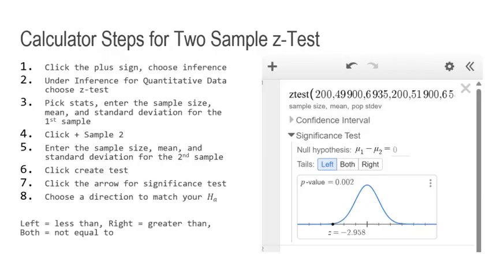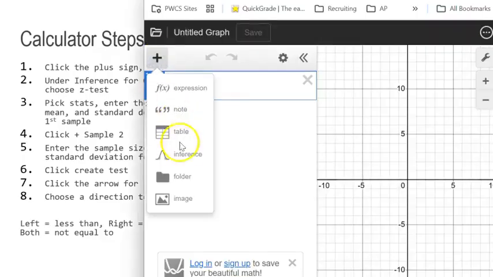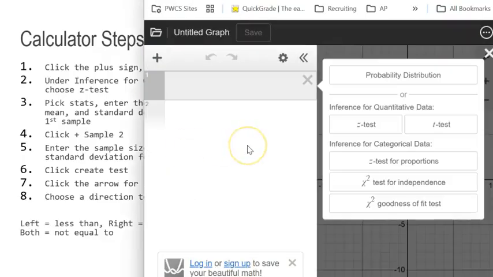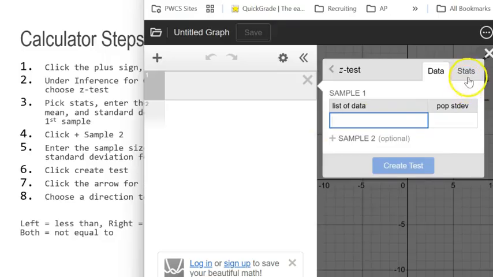All right, so now let's go to Desmos. Here are our steps. It's going to look very, very familiar. So we're going to click on our plus sign and get inference. Our sample size here for both groups was 200. So we're going to do a z-test. We're going to change it to stats, and then we're going to put in the info.